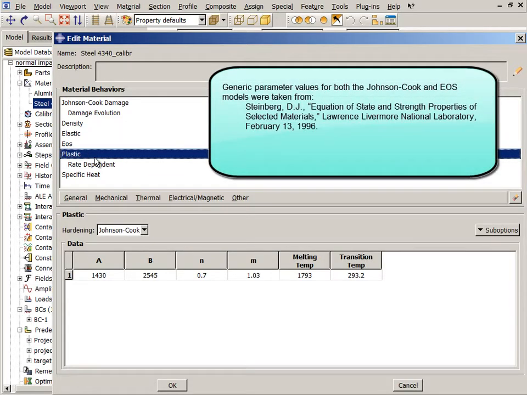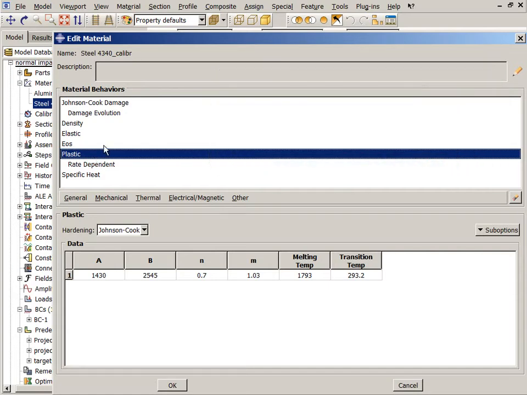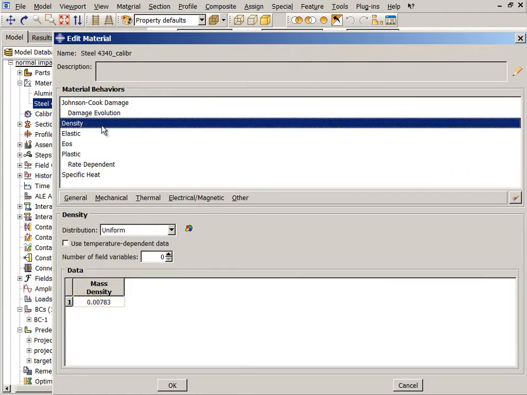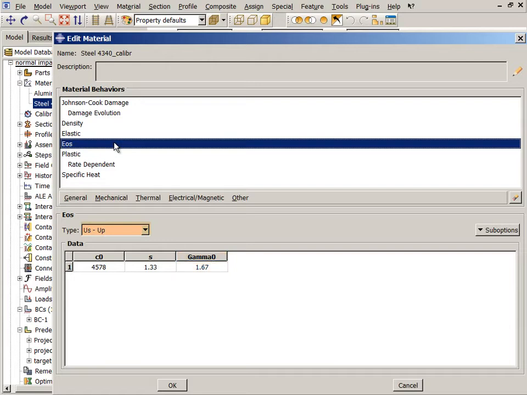Generic parameter values for both the Johnson-Cook and the EOS material were taken from a Lawrence Livermore National Laboratory report. While these values are close to the materials used in the simulation, some of the parameter values had to be calibrated to match the true stress-strain experimental data for the aluminum target and steel projectile. The EOS model requires reference density, Grüneisen coefficient, and C0 and S, which define the linear relationship between the shock velocity and the particle velocity.